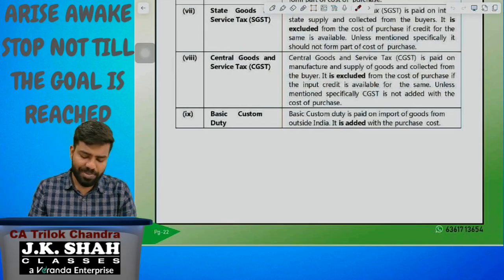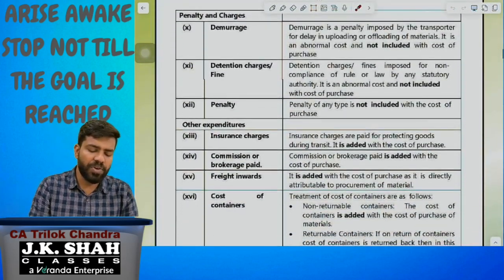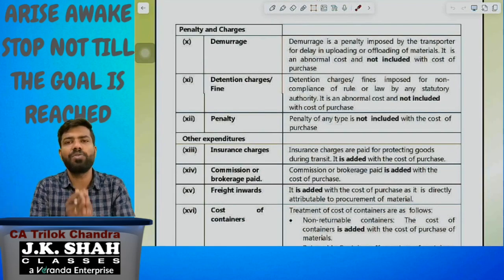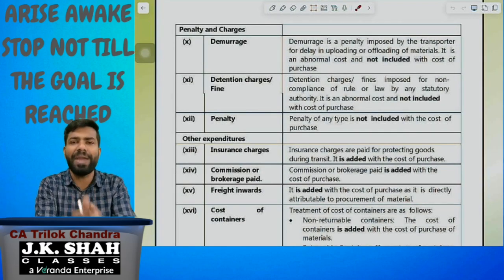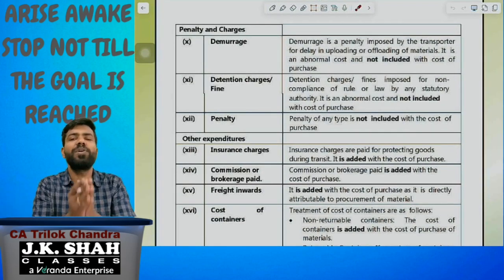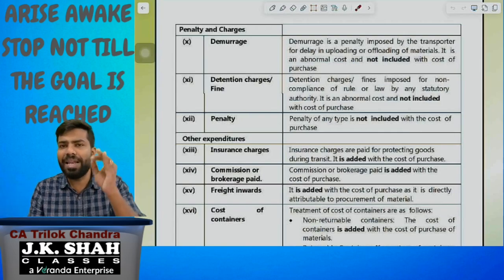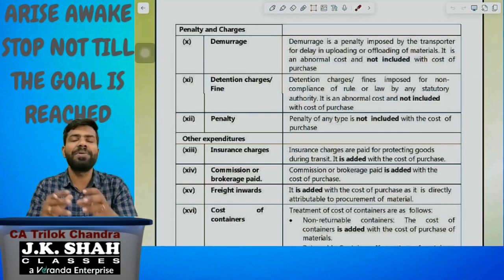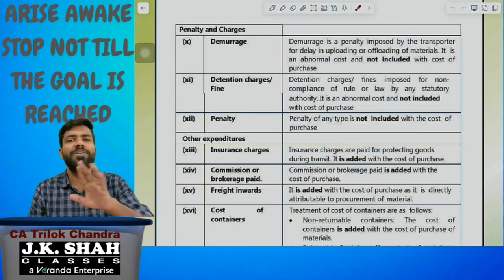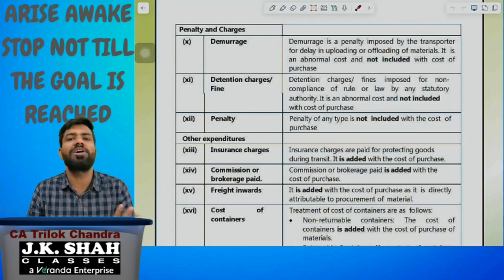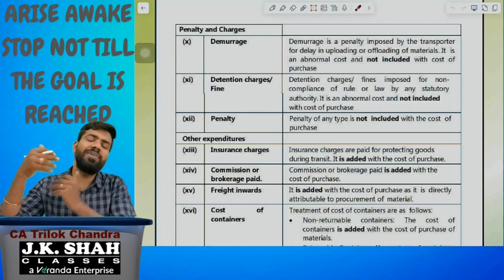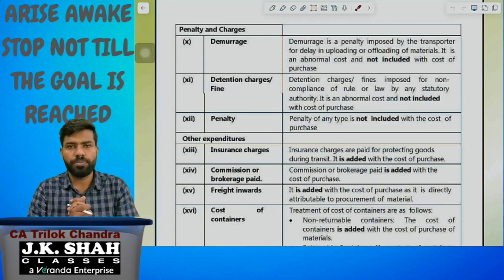Next, some general expenses, insurance. Okay, before that, penalty and charges. I already told you, any sort of penalty paid will be transferred to the P&L account. It will not form part of the cost. Penalty is levied due to violation of law. That is the mistake of the management. That should not be charged to the customer by treating it as a cost. We are going to transfer it to the P&L account.